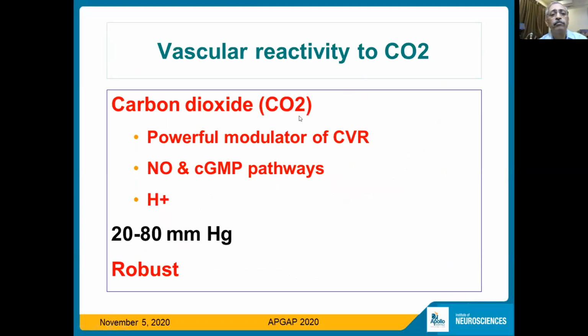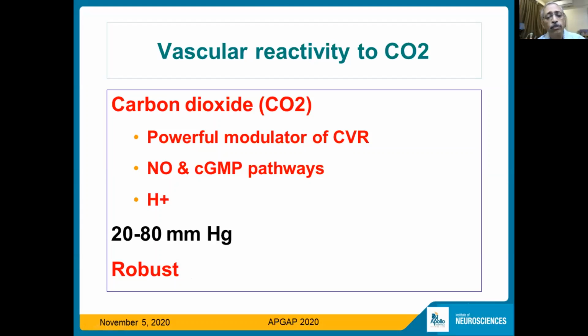Now, one should remember that vascular reactivity to carbon dioxide is not the same as pressure autoregulation. This is purely how the cerebral vessels react to an increase or decrease in carbon dioxide. Various modulators, like nitric oxide and the cGMP pathways, have been explained, and they modulate the cerebral vascular resistance, and this actually happens only between 20 and 80 millimeters of mercury.